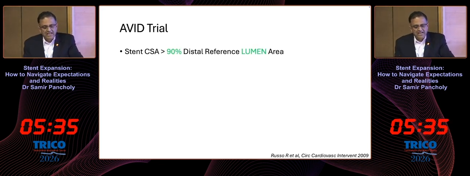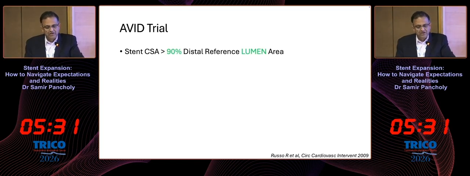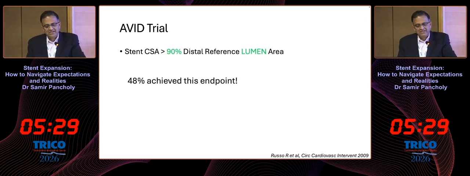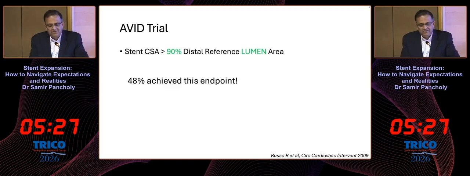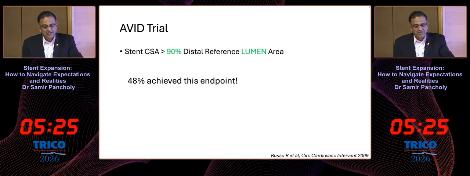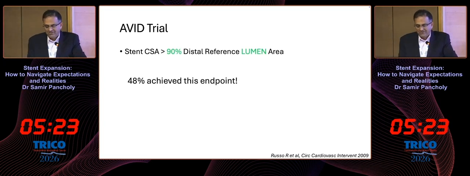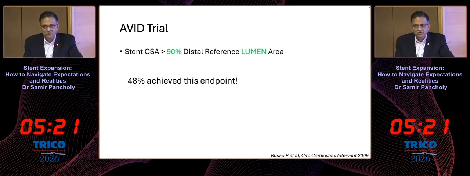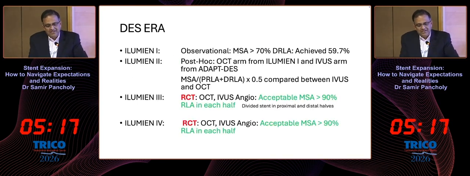We go from there to the AVID trial. Again, the reference lumen concept was tested here by Russo, greater than 98%, only to find out that they were not able to achieve this particular endpoint in more than half of the patients. So the metrics we were choosing were not even achievable. And again, it was BMS data.